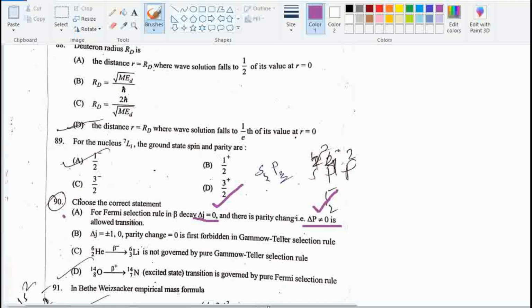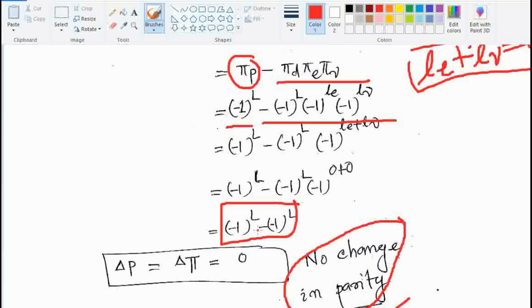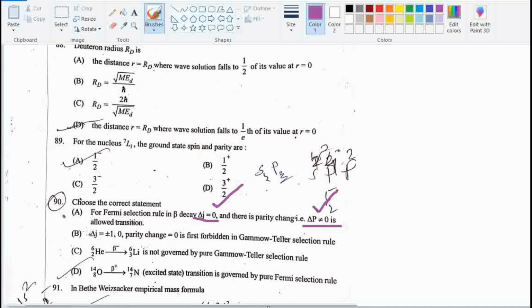Now let's see. Del P not equal to 0. You see, here we are getting del P equal to 0. So that's why, as in the question it is mentioned that it is not equal to 0, that means the option A statement is not correct. This is not correct, because we have to find the correct statement. Now you see option B.